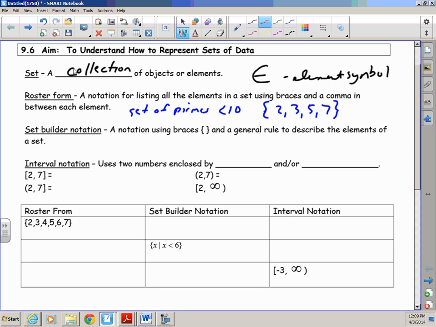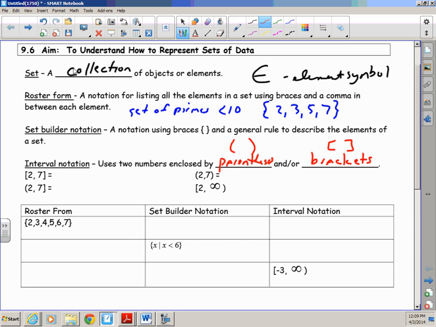Set builder notation is, and we've seen this one before when we were doing our domain and range, notation using braces, and it gives a rule. And that's obviously helpful when we have a lot of items in our set. And then finally, the new one is what's called interval notation, which is two numbers enclosed by parentheses or brackets. Okay, those are the brackets, those are the parentheses.